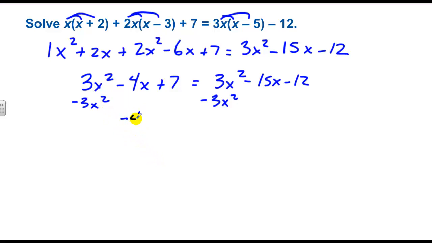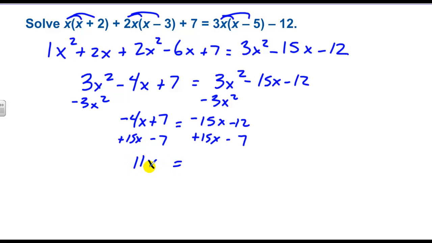Then I have negative 4x plus 7 equals negative 15x minus 12. Add 15x to both sides, subtract 7 from both sides, and we end up with 11x equals negative 19. Divide by 11 on both sides, and x equals negative 19 over 11.